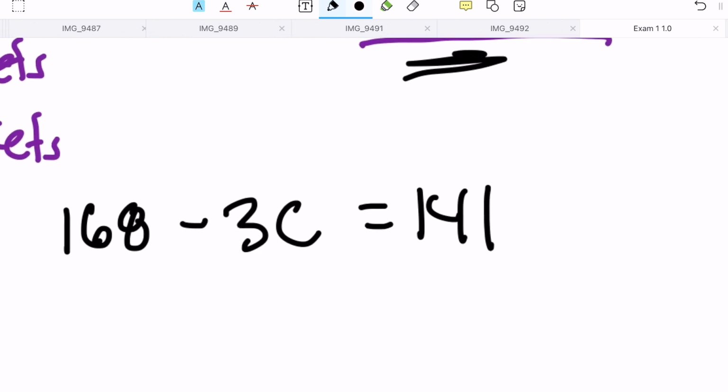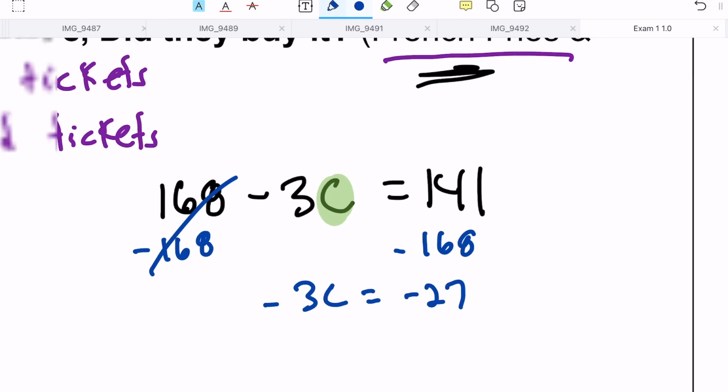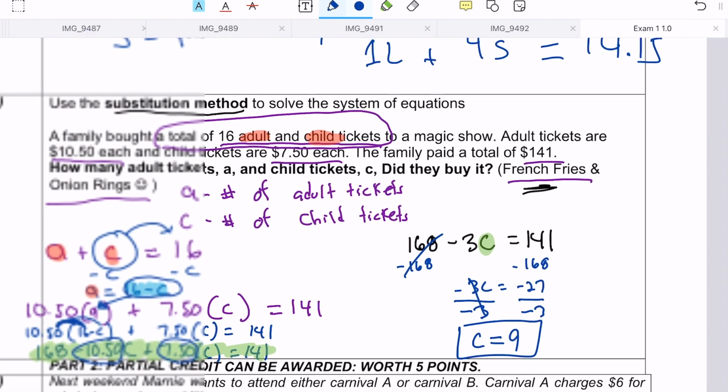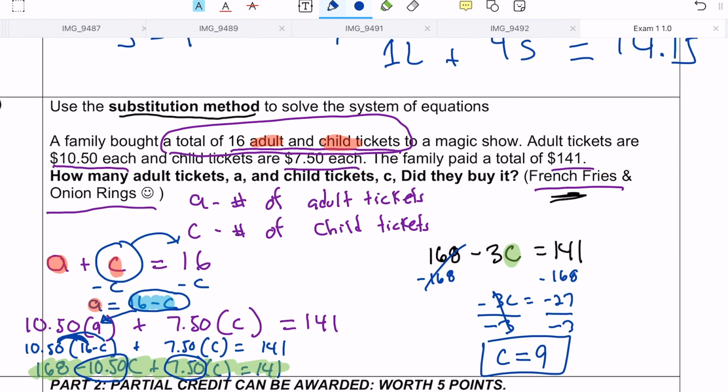So what do we do now? We have to get C by itself, right? So to get C by itself, I subtract 168. So negative 3C equals 141 minus 168. I divide by negative 3. So C is equal to 9. Okay? So C is equal to 9.